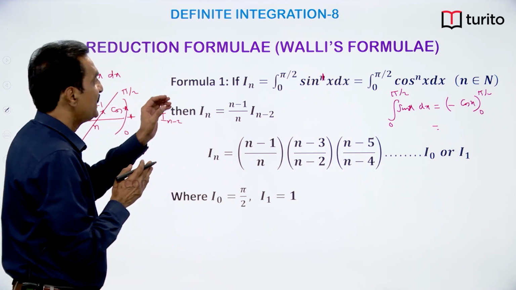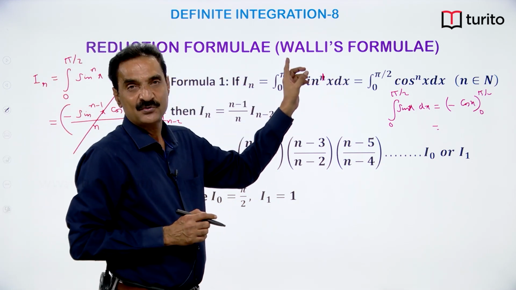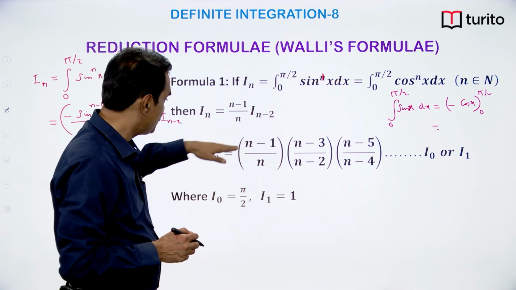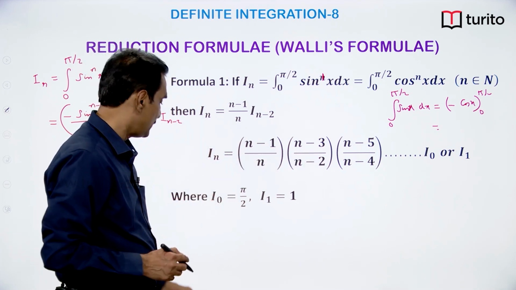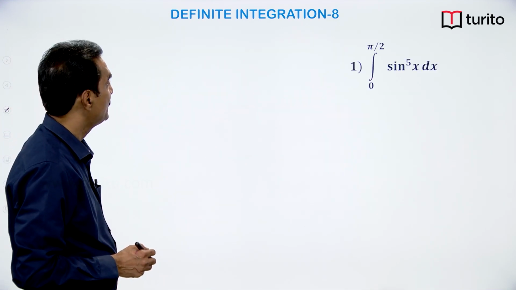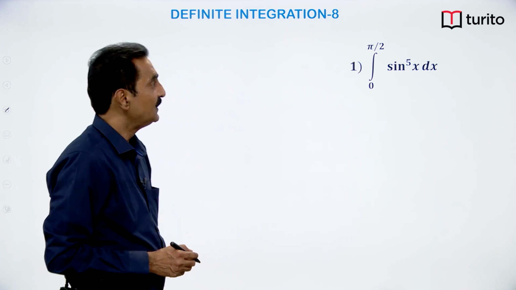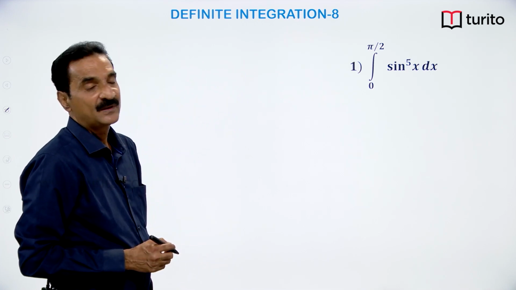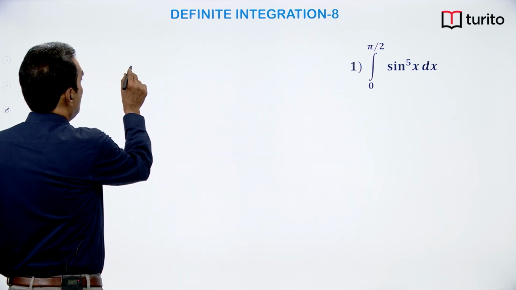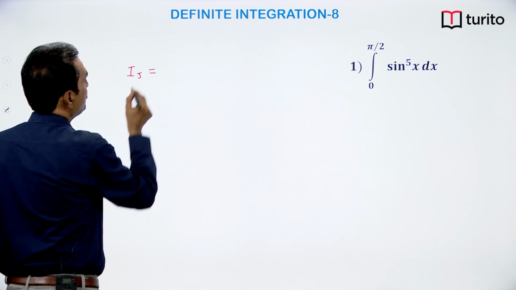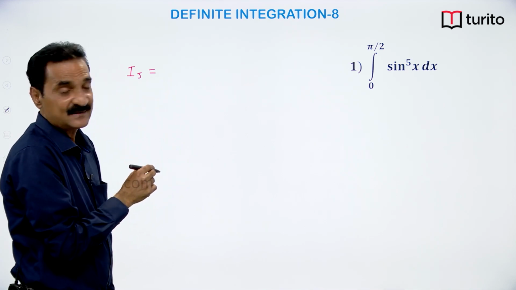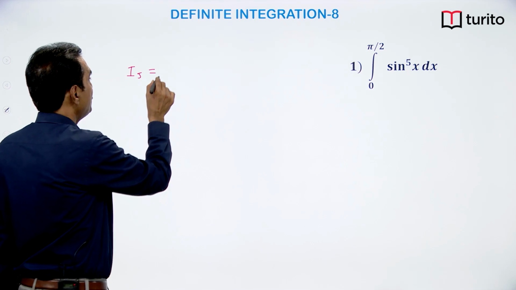Okay. So we can find the value of integral 0 to pi by 2 sin power nx dx or integral 0 to pi by 2 cos power nx dx with this formula in one step. Now let us solve few problems on this reduction formula. First question, integral 0 to pi by 2 sin power 5x. This is I5. I5 is equal to first (n minus 1) by n. What is n? 5. (n minus 1) by n is 4 by 5.